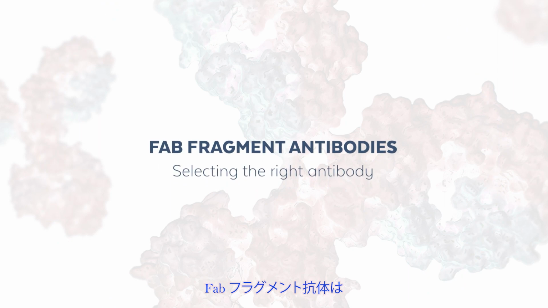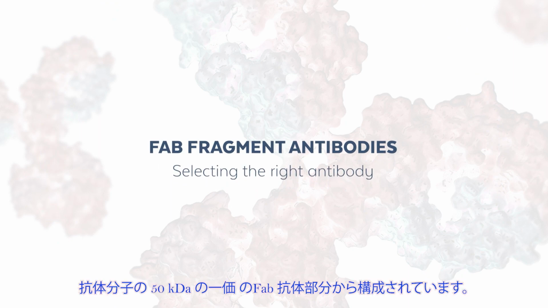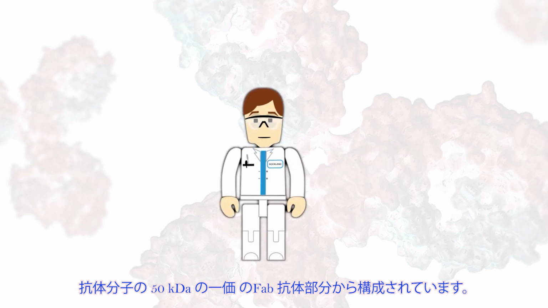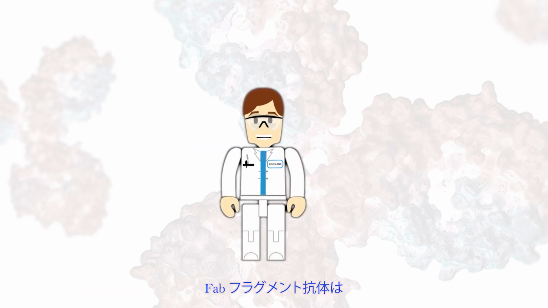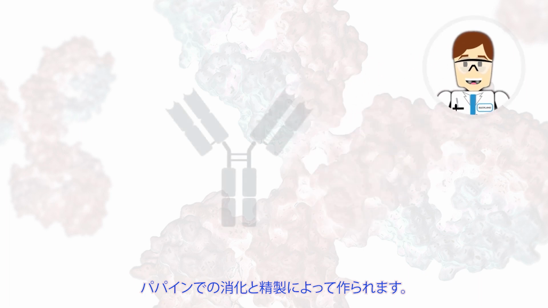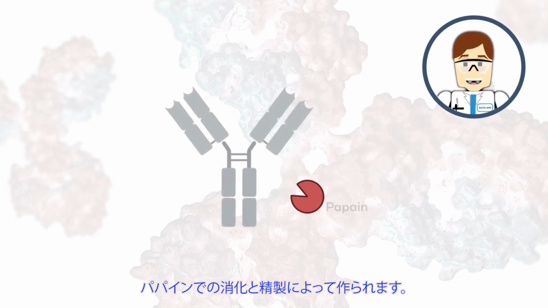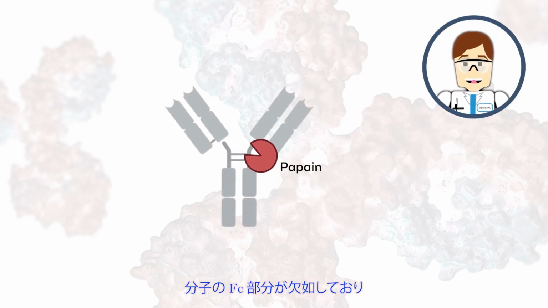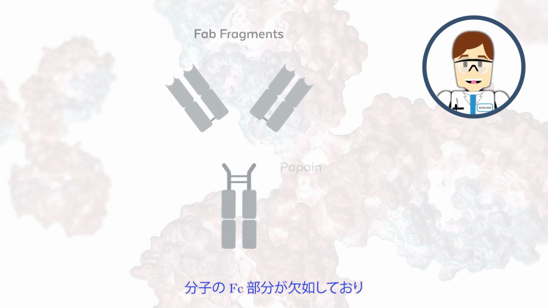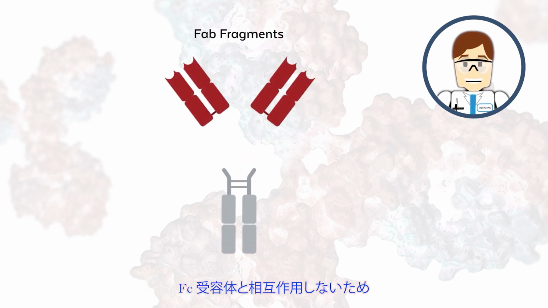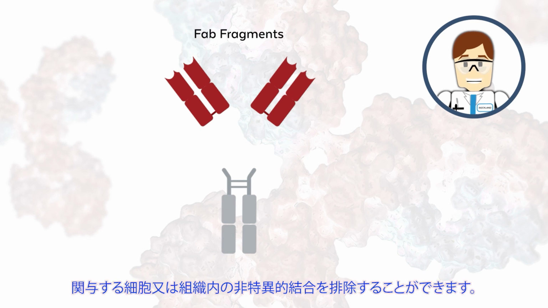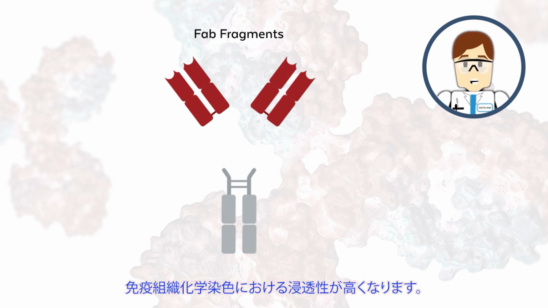Fab fragment antibodies consist of the 50 kilodalton monovalent Fab antibody portion of an antibody molecule. Fab fragment antibodies are generated by papain digestion and subsequent purification. These fragments lack the Fc portion of the molecule and will not interact with Fc receptors, thus eliminating nonspecific binding in affected cells or tissues. The size of these reagents maximizes penetration in IHC applications.